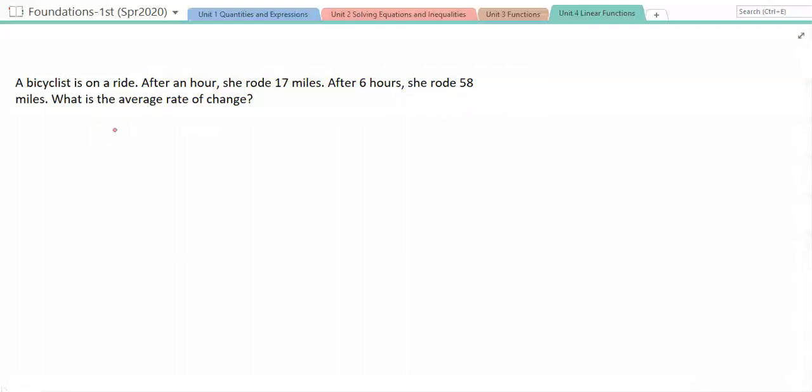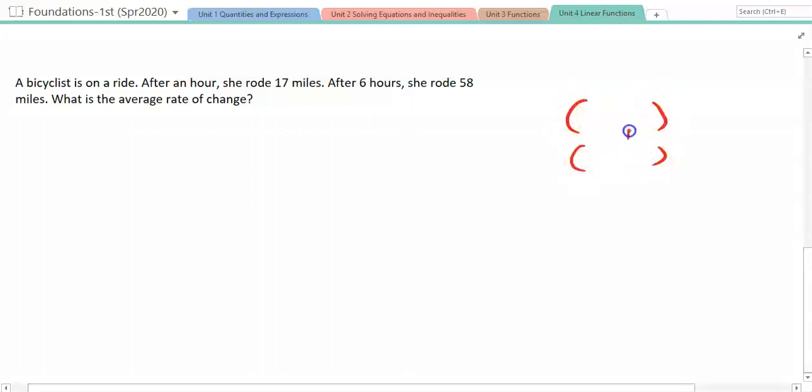Alright, so hopefully you paused the video, and so let's write these ordered pairs first, because that's sometimes the best thing to do to know what we're going to be dealing with. Because after an hour, how many hours? Well, that's 1 hour, right? So 1 hour, she rode what? 17 miles. That's a pretty decent clip. After 6 hours, she rode 58 miles.